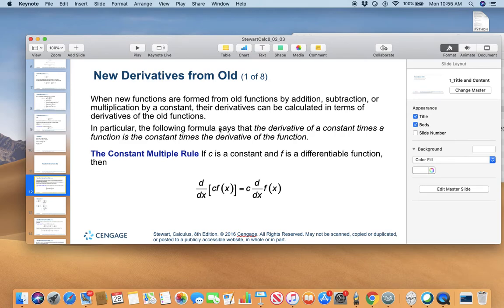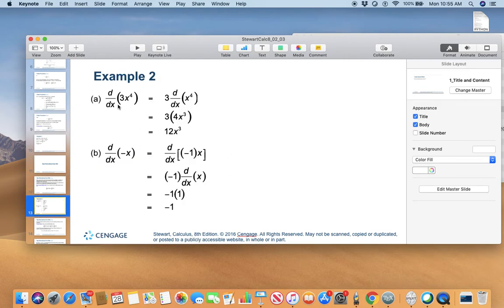In particular, the following formula says the derivative of a constant times a function is the constant times the derivative of it. Do you understand what that means? If I'm taking the derivative of some number times a function, you can safely bring the number out and take the derivative of the function alone. In other words, for the derivative of 3x to the 4, I can bring 3 outside and then take the derivative of x to the 4th. We just saw that: 4 comes out, x to the 3rd. So in all, it is 12x to the power 3.